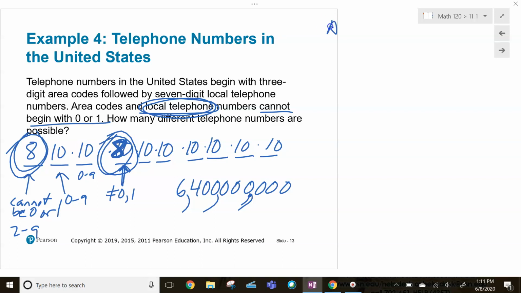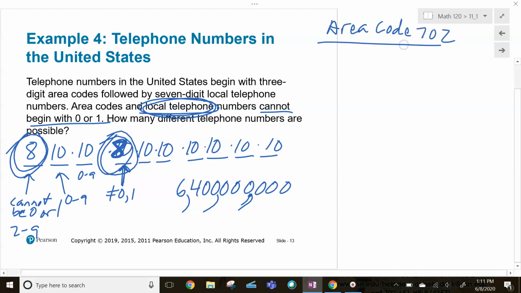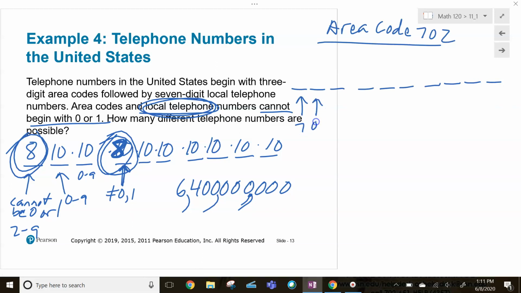Let's do a different one now, for the area code 702. Why did Nevada open up another area code? Like how many options are there for just the area code 702? Okay, first of all, this is 7. The only thing I can put here is 702. So I only have one option here, one option here, and one option here, because I'm fixing this to be the area code 702.